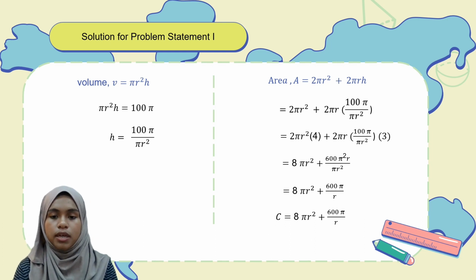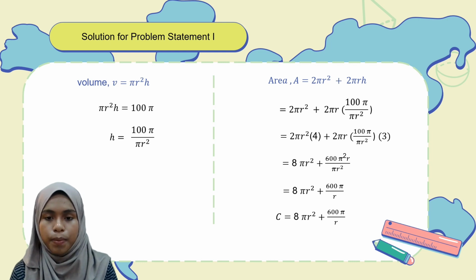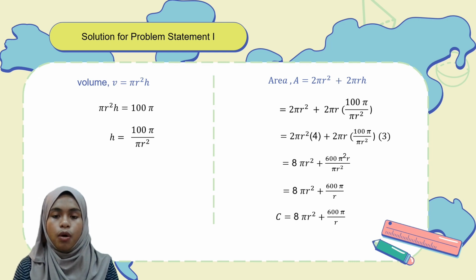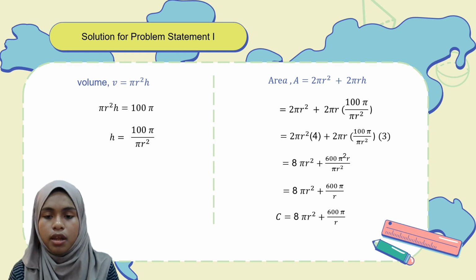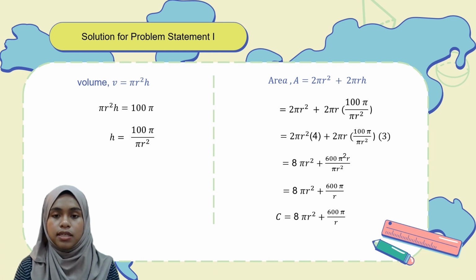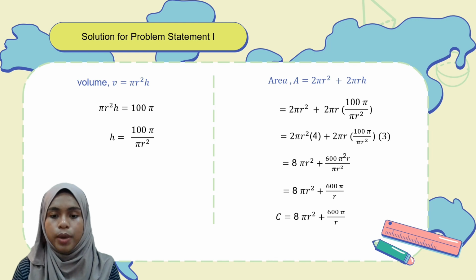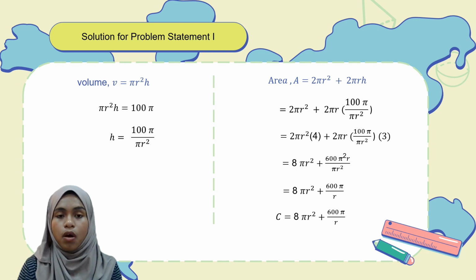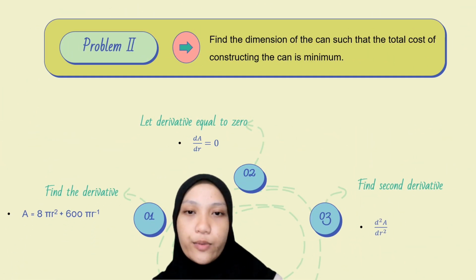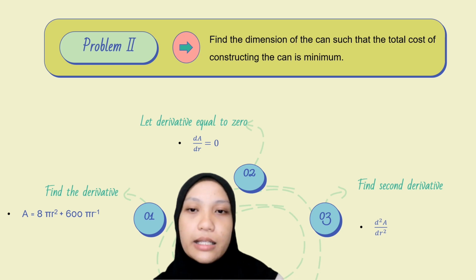And the next line, we will get 8πr² + 600π/r, which we obtain from the cancellation method: π² over π will cancel and we get π, and r over r² will cancel and we get 1 over r, so we will get 600π over r. So it shows that C = 8πr² + 600π/r. To solve this problem, we need to find the derivative dA/dr for A = 8πr² + 600πr⁻¹.